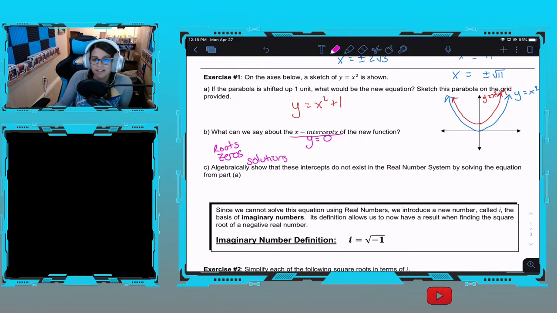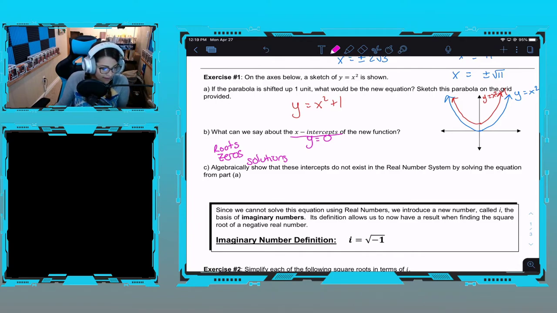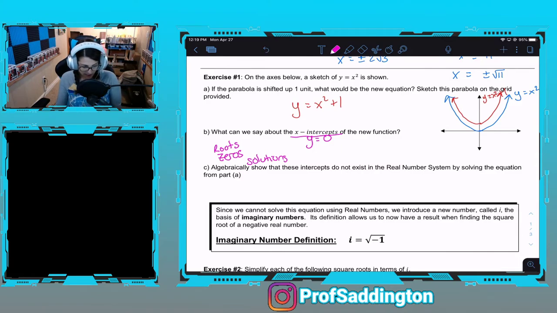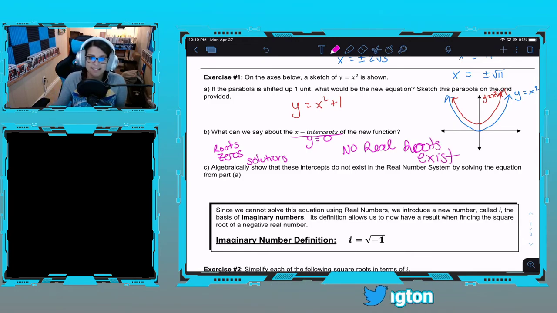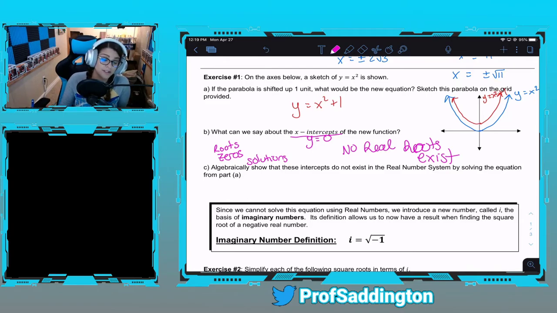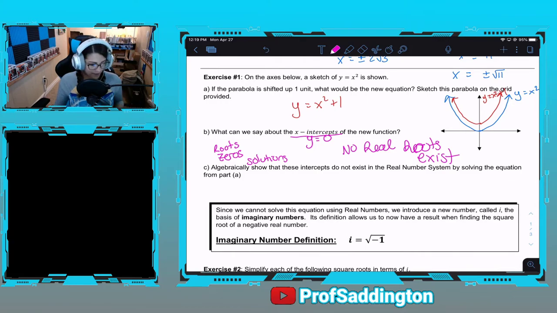If we look, that parabola doesn't go through the x-axis. So no real roots exist. It does not cross the x-axis. The original one did, but for this one, it's just floating above. So no, there's not.